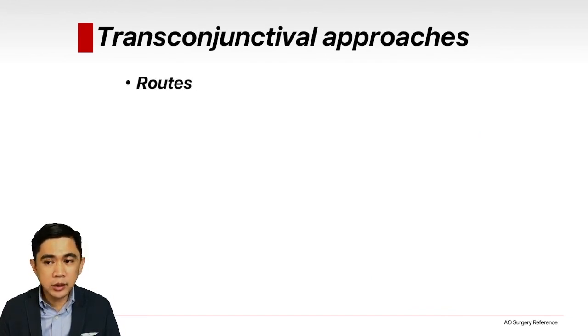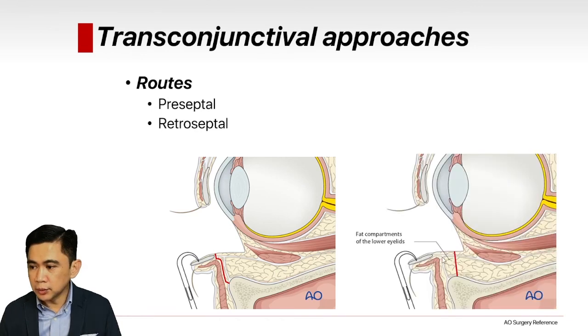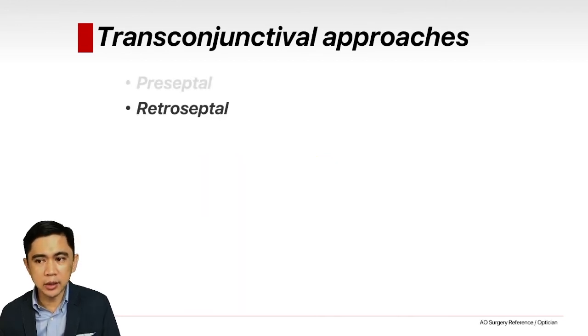We have two routes. We have the preseptal route. Its plane of dissection is in front of the orbital septum. And we have the retroseptal route, which is behind the orbital septum. Okay, you do the incision over here. So you'll encounter some fat over here. So you may need to do some retraction of the fat. So let's talk about the retroseptal route first, as this is relatively easier between the two.